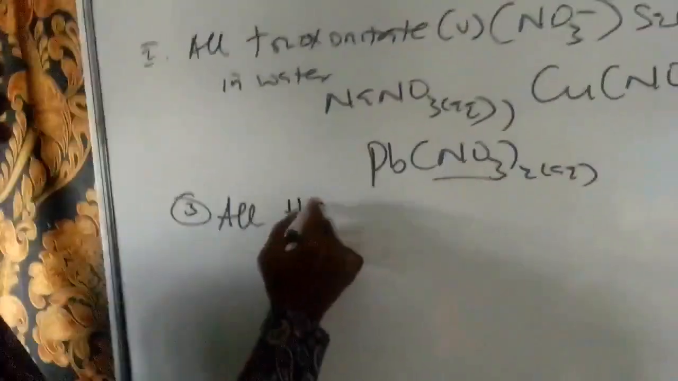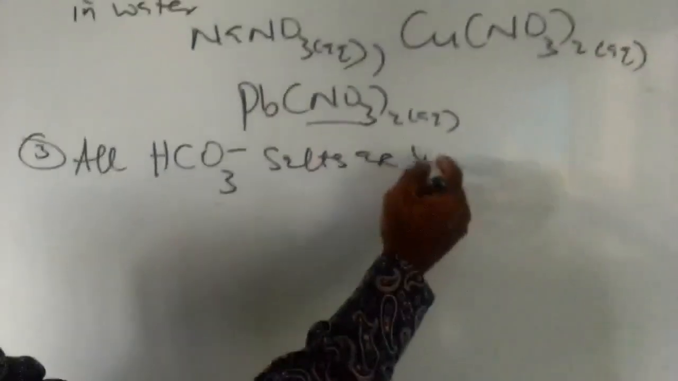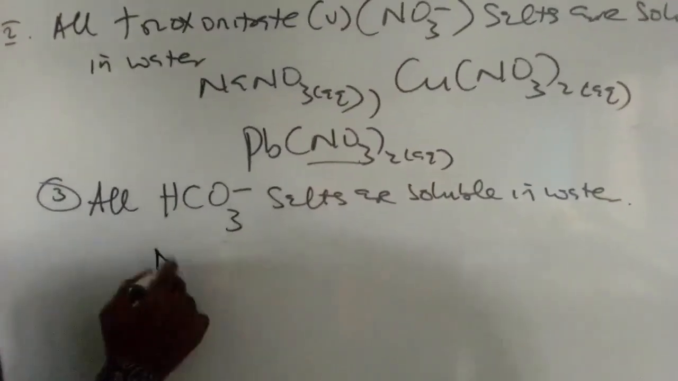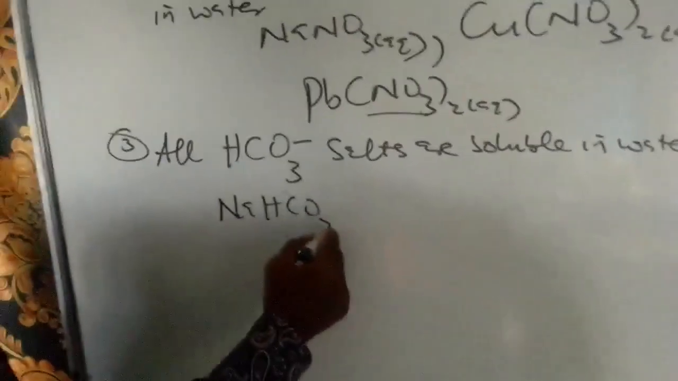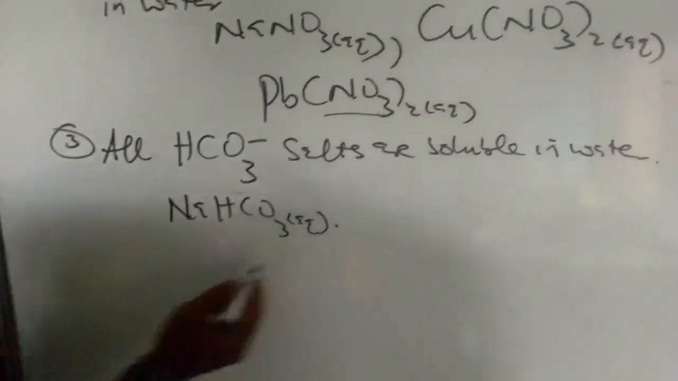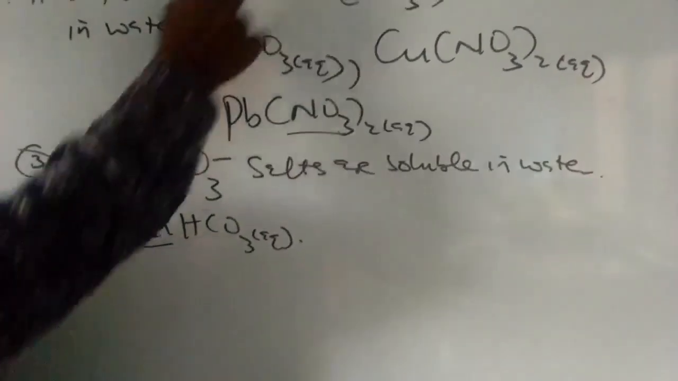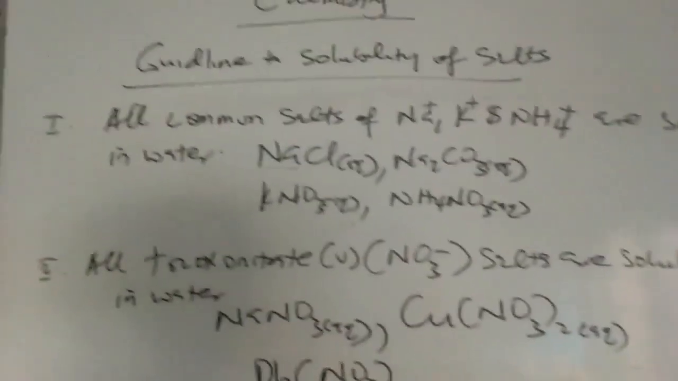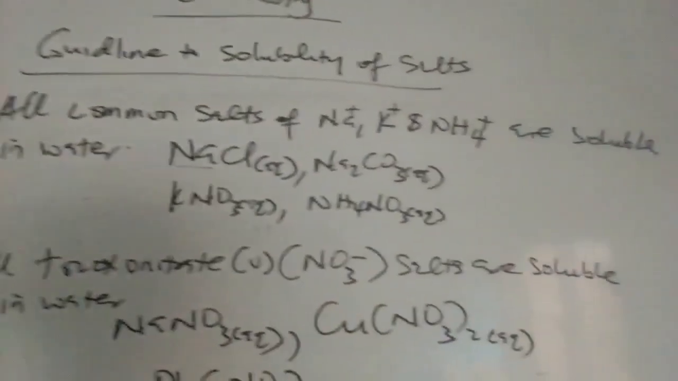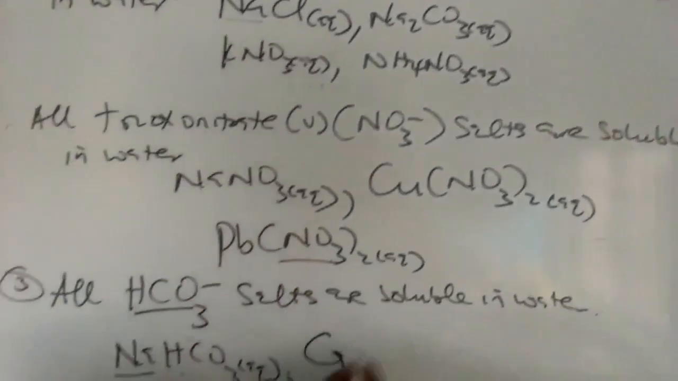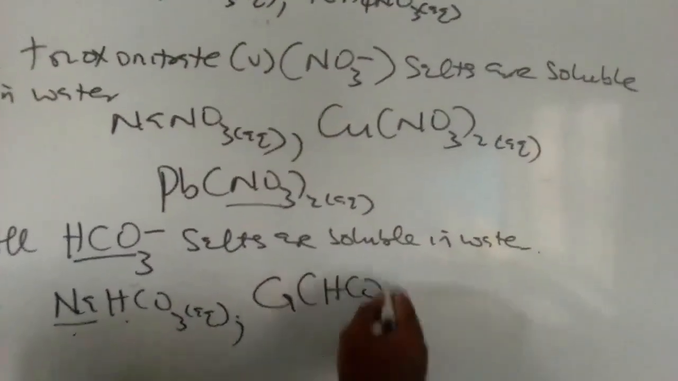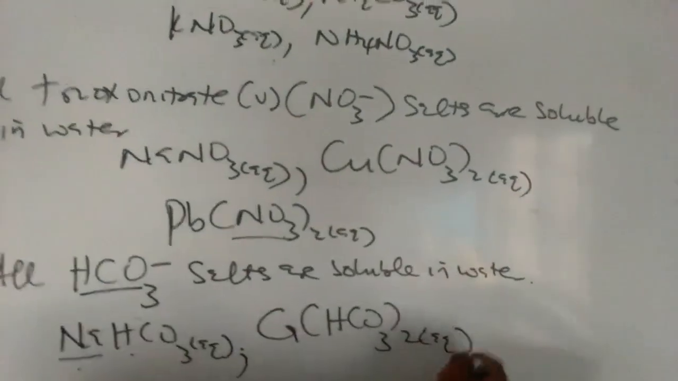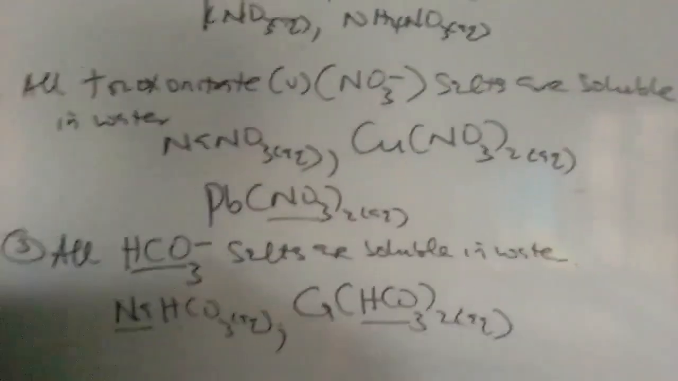all hydrogen carbonate salts are soluble in water. All hydrogen carbonate salts dissolve in water. For instance, sodium hydrogen carbonate is classified as a soluble salt because of the presence of sodium based on rule number 1, or because of the presence of hydrogen carbonate. Calcium hydrogen carbonate is classified as a soluble salt because of the HCO3 that is present.